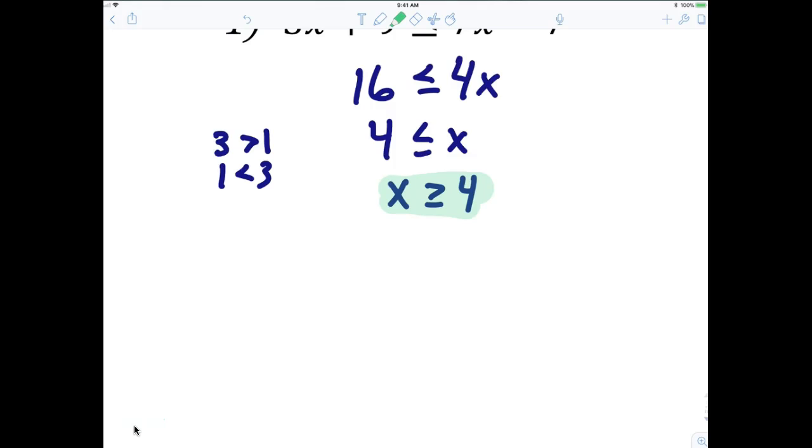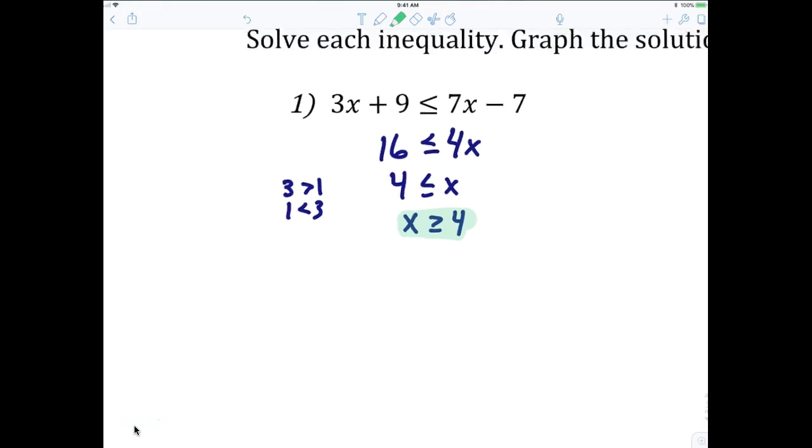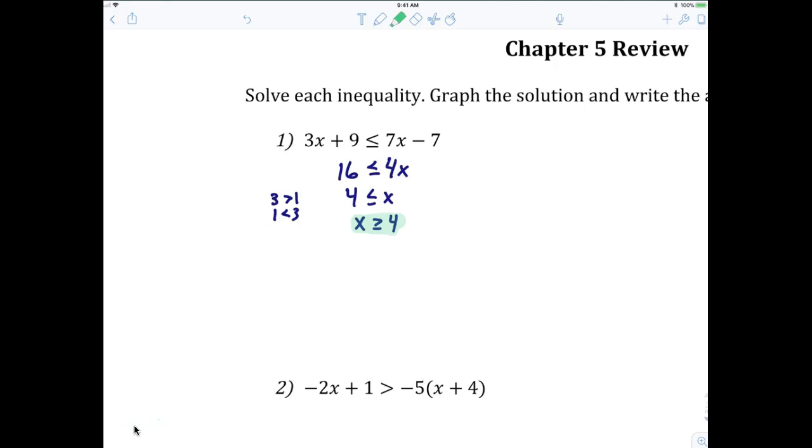So if you choose to move the 7, you'll have a negative 4x is less than or equal to negative 16. Then when you divide by negative, you change the sign. All right. Again, very important. Make yourself some notes where you make your mistakes.